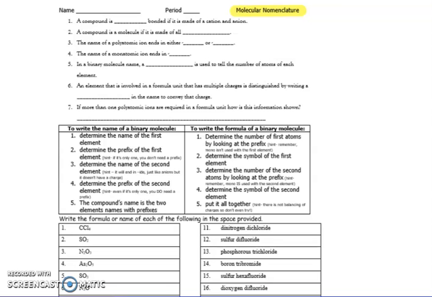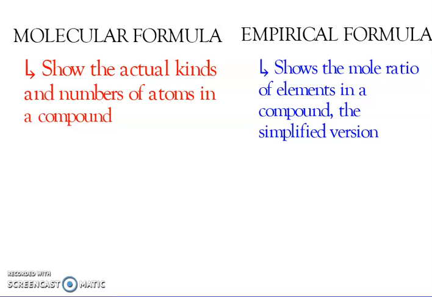Okay, so this is the tutorial video for molecular nomenclature when we're writing the formulas of these, not the names. Now the formulas we're using are the molecular formulas. The molecular formula is different than the empirical formula, remember. The molecular formula shows you the actual number and kinds of atoms that's in the compound, whereas the empirical formula is just showing you a whole number ratio, a simplified version of it.